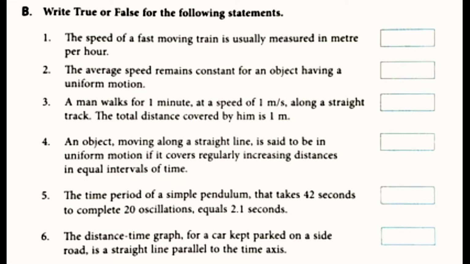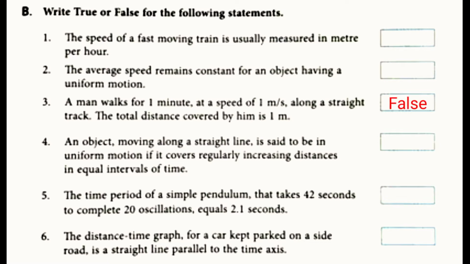B. Write true or false for the following statements. First, the speed of a fast moving train is usually measured in meter per hour. False. Second, the average speed remains constant for an object having a uniform motion. True. Third, a man walks for 1 minute at a speed of 1 meter per second along a straight track. The total distance traveled by him is 1 meter.